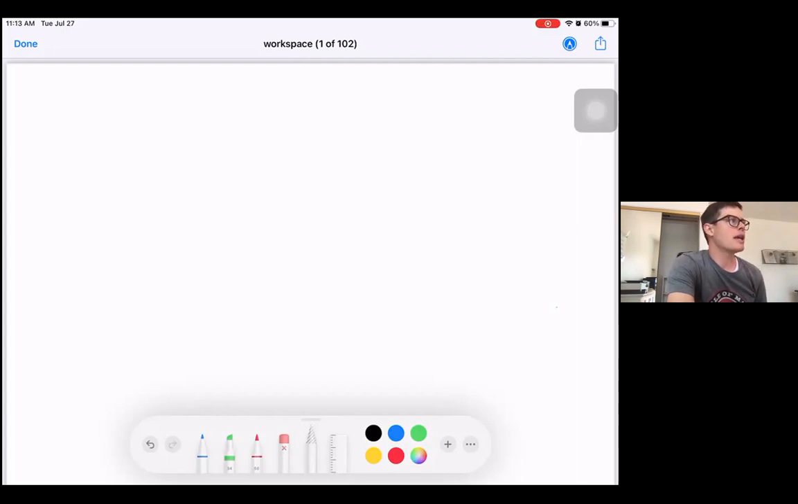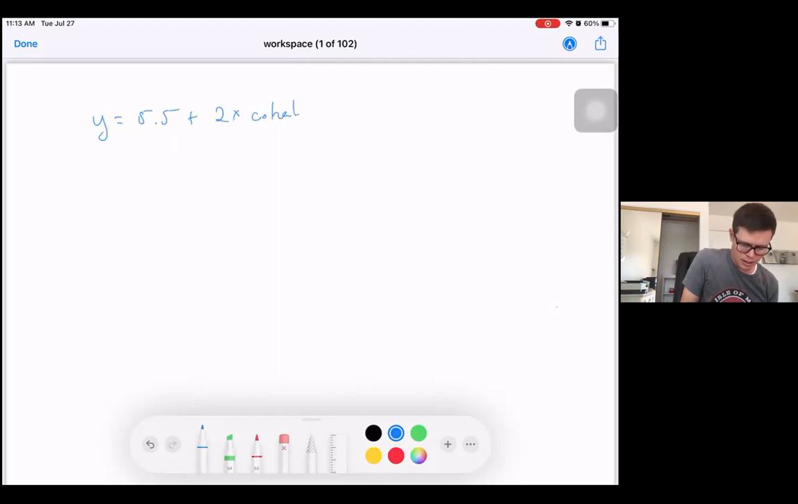So I think that the correct answer, you can tell me if I'm wrong, is 2. When I did this problem, this is what I get: y is equal to 5.5 plus 2 times cohabiting. Is that right? Is this the equation you guys get?